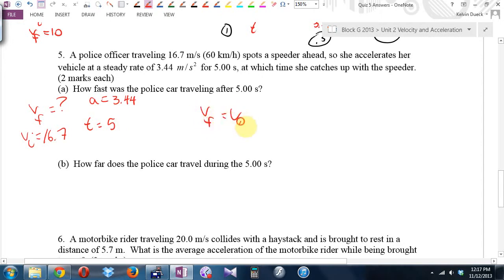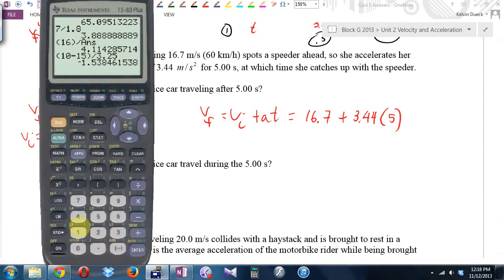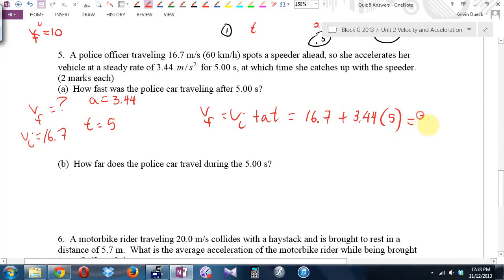V final equals V initial plus AT. V initial 16.7 plus A 3.44, T 5, plus 3.44 times 5. You get 33 point, oh, geez, 33.9? Didn't work out evenly, but it wasn't the yucky decimal. I guess I would go to 3 sig figs. So what am I finding? 33.9 meters per second.